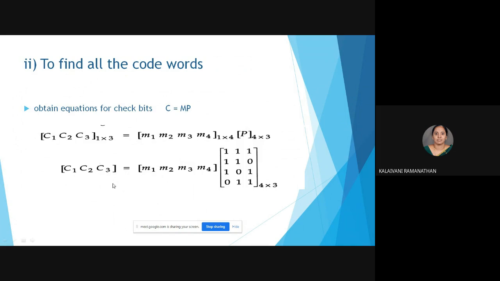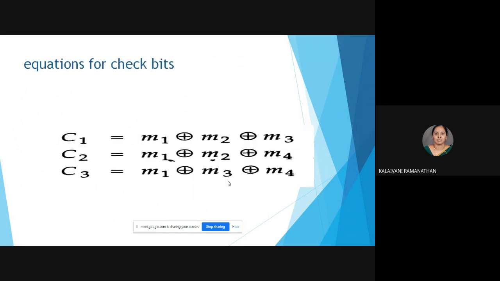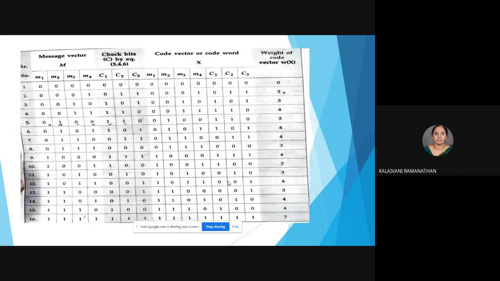So for example, if you consider C1, it will be equivalent to M1 multiplied by 1 plus M2 multiplied by 1 plus M3 multiplied by 1 plus M4 multiplied by 0. Here you have to replace your addition by modulo addition. So you have the condition of C1 equivalent to M1 XOR M2 XOR M3, and C2 equivalent to M1 XOR M2 XOR M4. C3 equal to M1 XOR M3 XOR M4. So on having these relations, we will be able to note down the code vector.